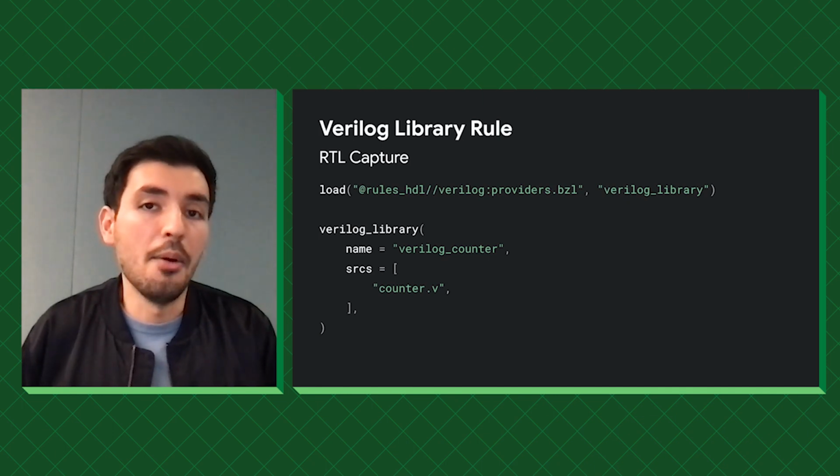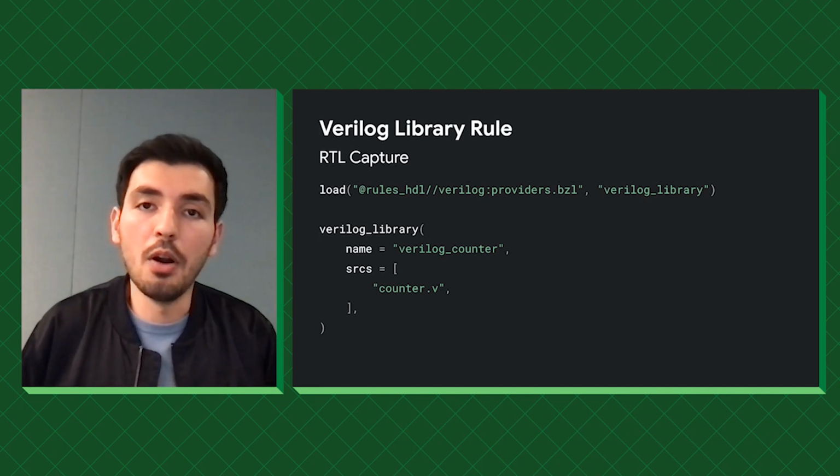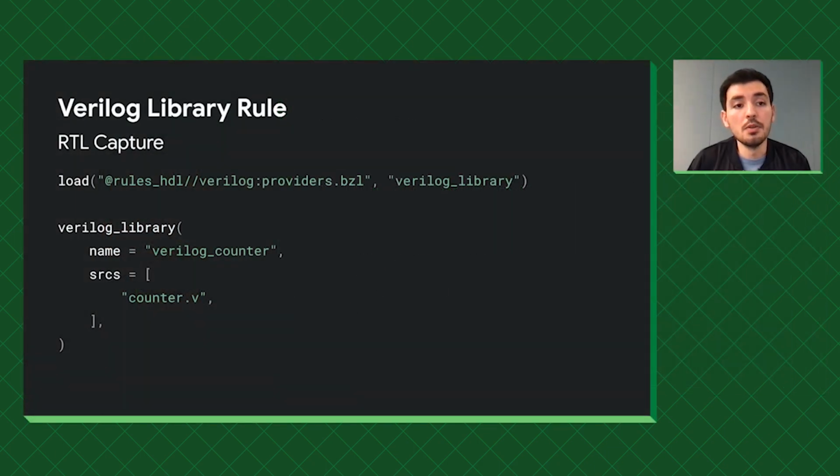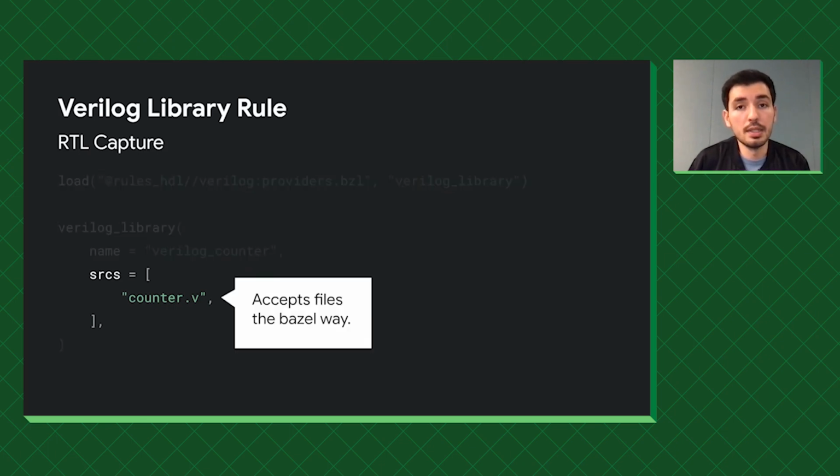So I want to show you a little bit how you can design your own hardware with our Bazel Rules HDL repo. Much like you would any Bazel rule, you load it and you can create a Verilog library. It takes sources the same way a C rule or a Java rule would take them, and we aggregate them all into this library rule.